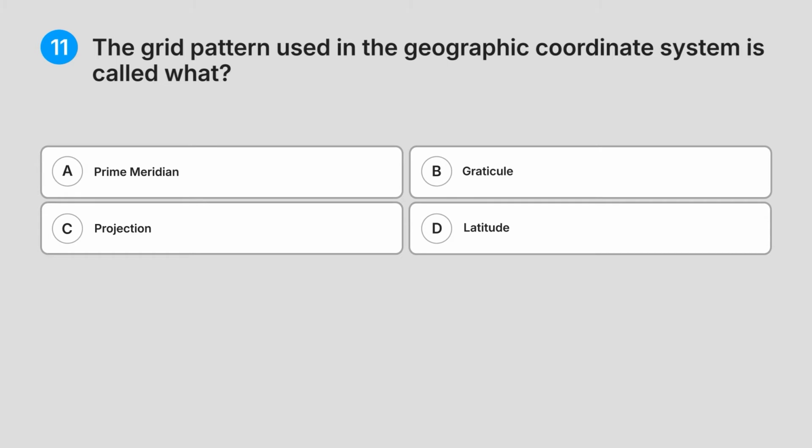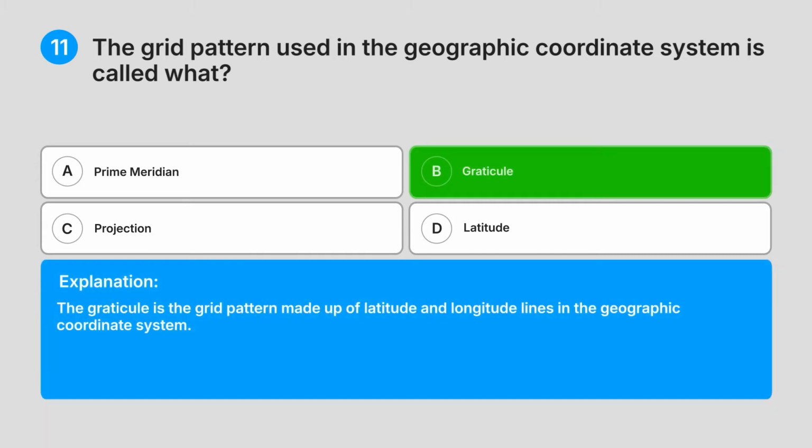11. The grid pattern used in the geographic coordinate system is called what? A. Prime meridian. B. Graticule. C. Projection. D. Latitude. Do you know the answer? Correct answer. B. Graticule. Explanation. The graticule is the grid pattern made up of latitude and longitude lines in the geographic coordinate system.